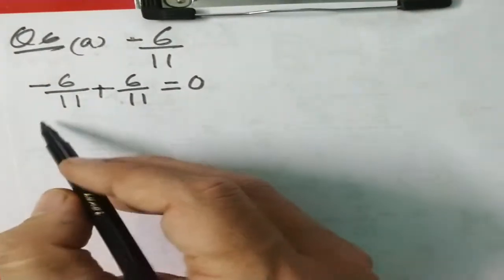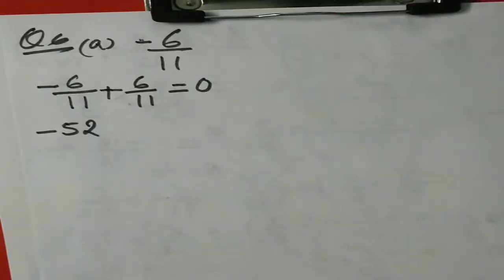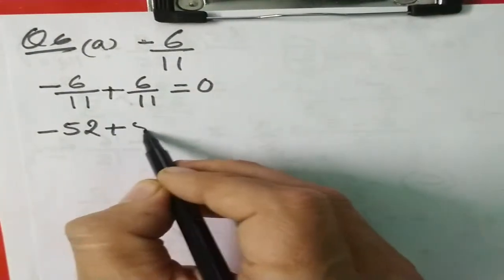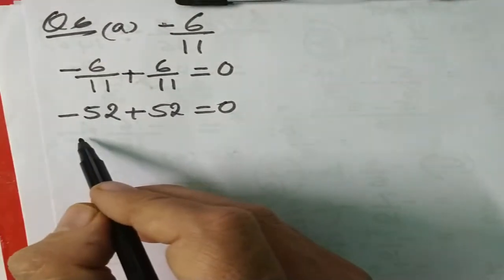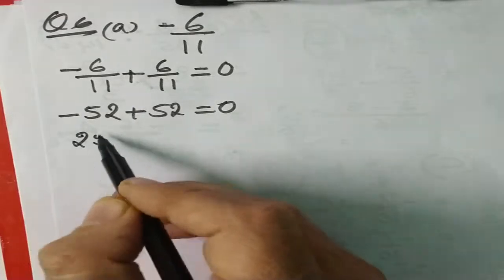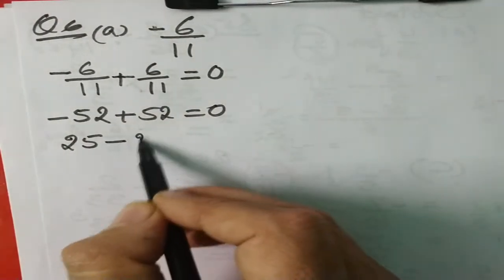So additive inverse of minus 52. What is the additive inverse of minus 52? It is plus 52 because the answer should be 0. What is the additive inverse of 25? What will we add with 25 so that the answer is 0? Minus 25.